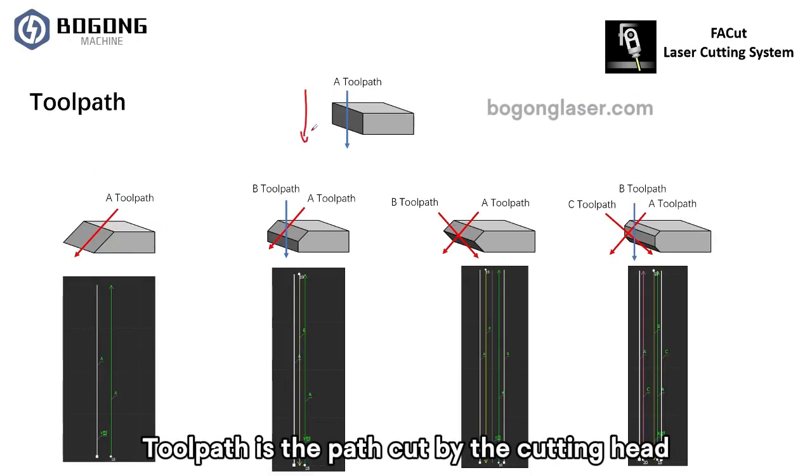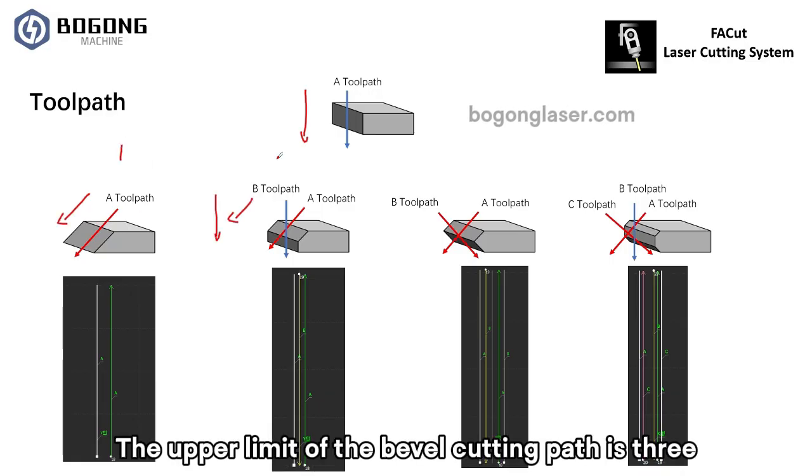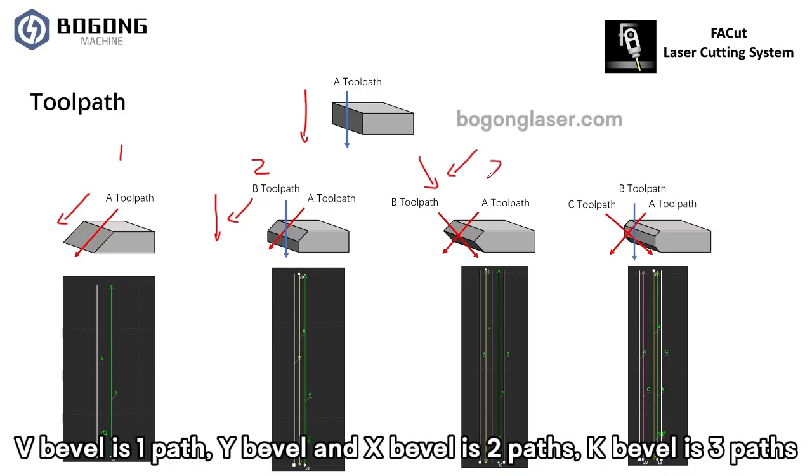Toolpath is the path cut by the cutting head. Flat cutting is one path, the straight cutting path. The upper limit of the beveled cutting path is 3. V-bevel is 1 path, Y-bevel and X-bevel are 2 paths, K-bevel is 3 paths.